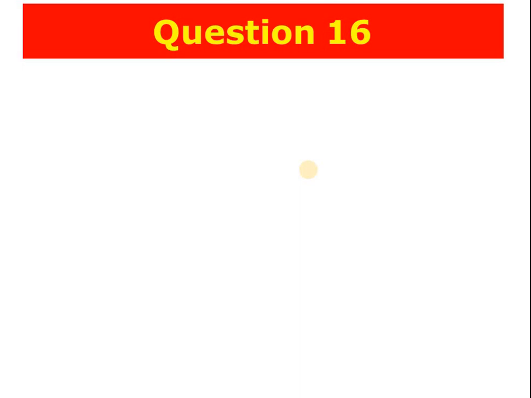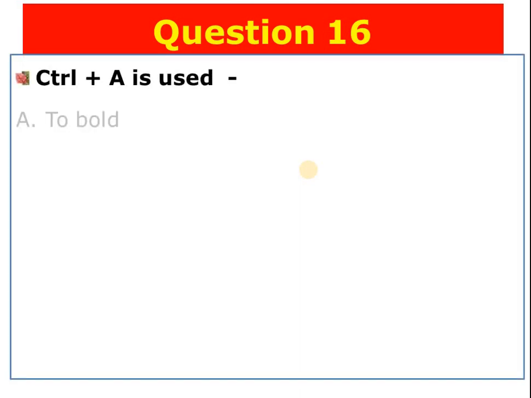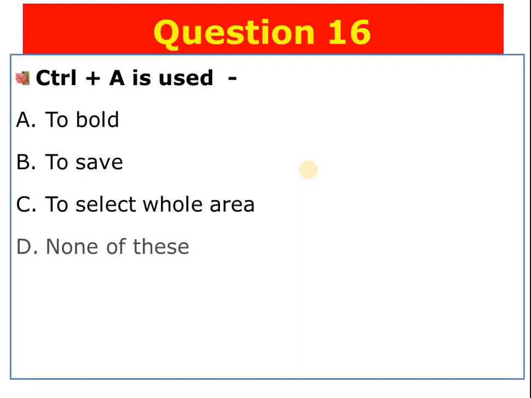Question number 16. Control plus A is used A. to bold, B. to save, C. to select whole area, D. none of this. The answer is C. Choice C is the answer. Control plus A is used to select whole area.